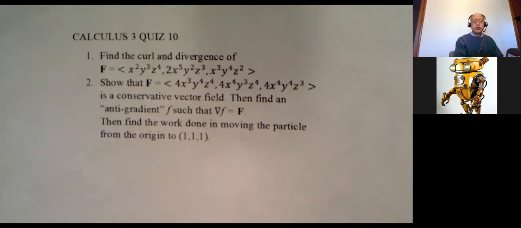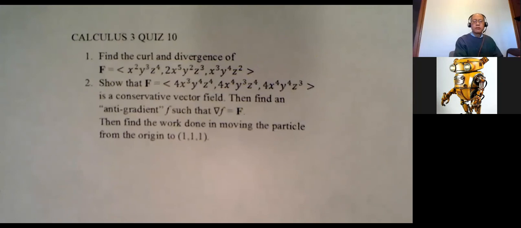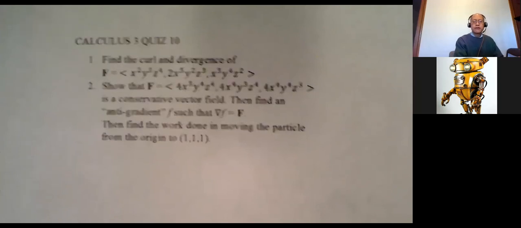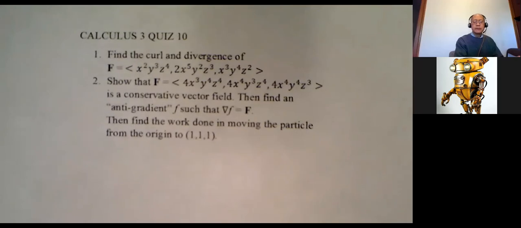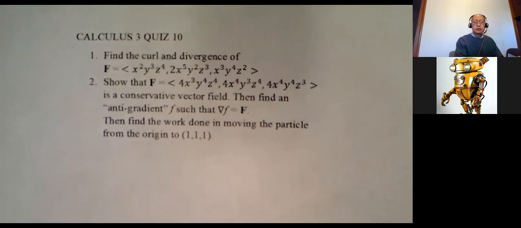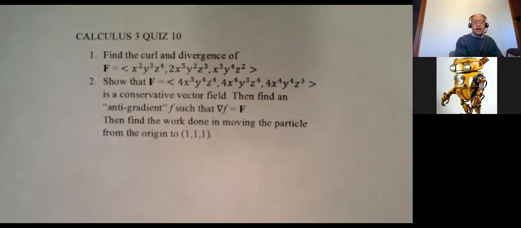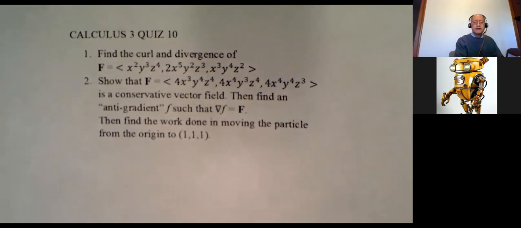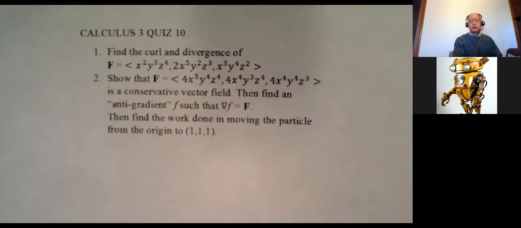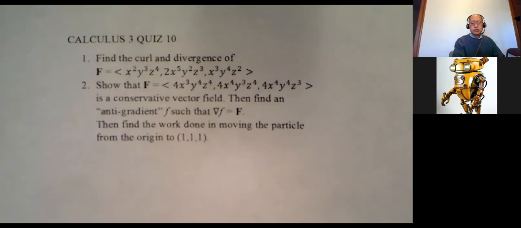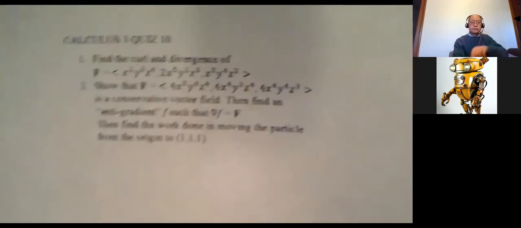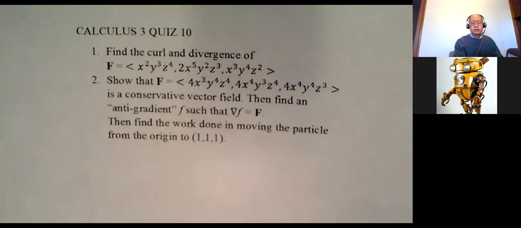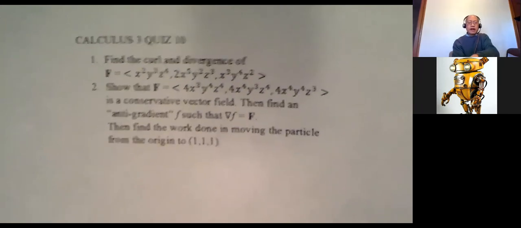Two, show that bold F equals 4x cubed y to the fourth z to the fourth, 4x to the fourth y cubed z to the fourth, 4x to the fourth y to the fourth z cubed, is a conservative vector field. So how do you do that for 3D capital F? Find its curl and show that the curl is the zero vector. Then find an anti-gradient little f such that gradient f is equal to bold F. Then finally find the work done in moving the particle from the origin to (1, 1, 1). If you don't know what to do there, that's basically the fundamental theorem of calculus for line integrals. Once you find the anti-gradient, plug in (1, 1, 1), plug in (0, 0, 0), and subtract. Once you have that, it's actually very easy.